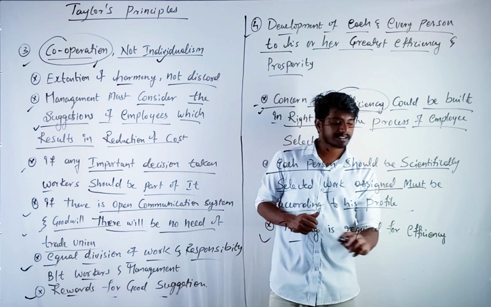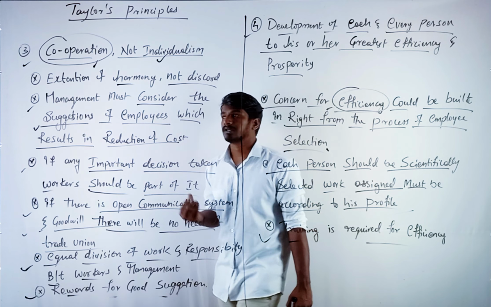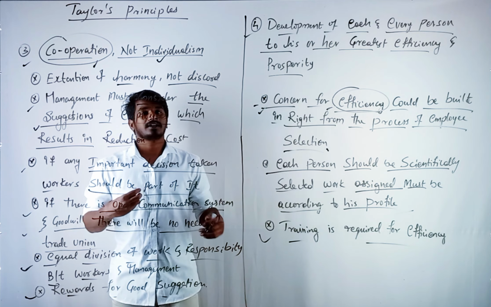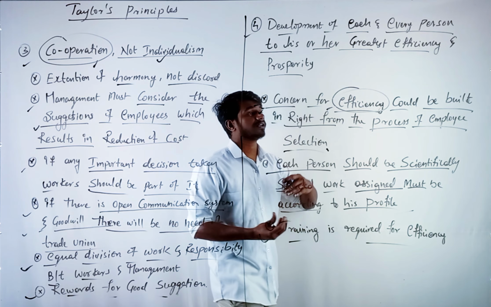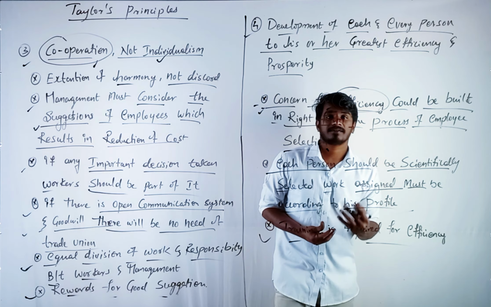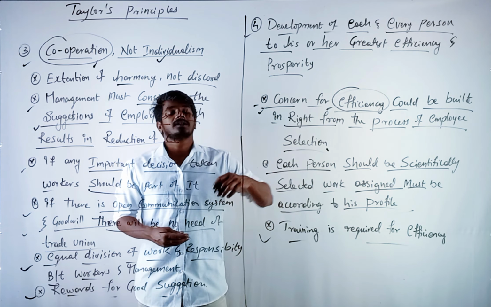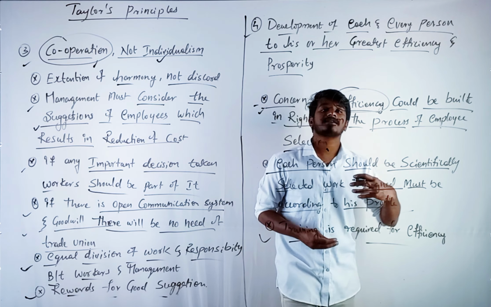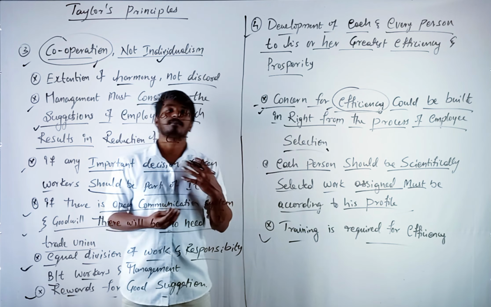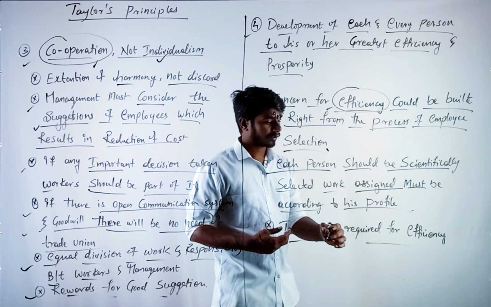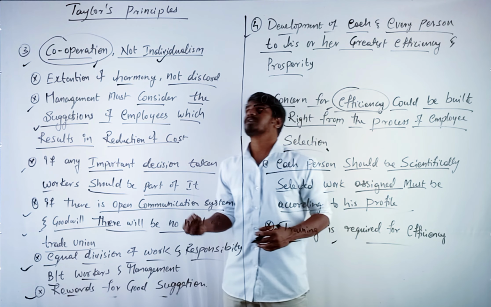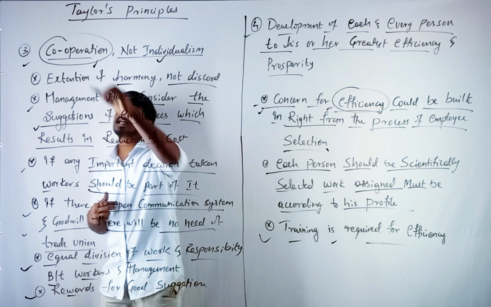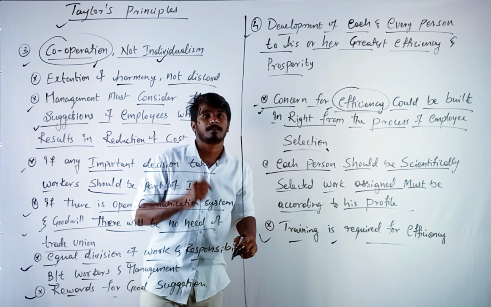Next, training is required for efficiency. Obviously a fresher worker won't be at his greatest efficiency, right? So the organization should train him to his greatest efficiency to make much higher profit, right? This is the principles of management, that is Taylor's principles of management.